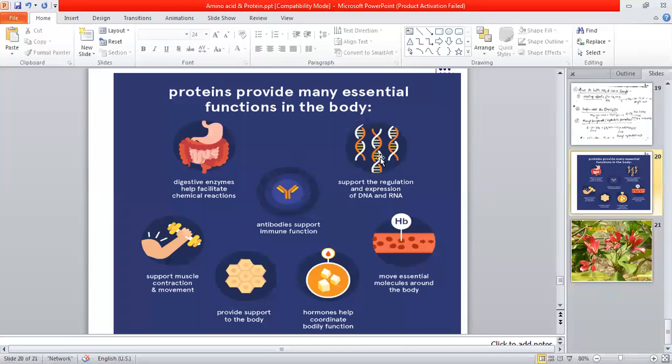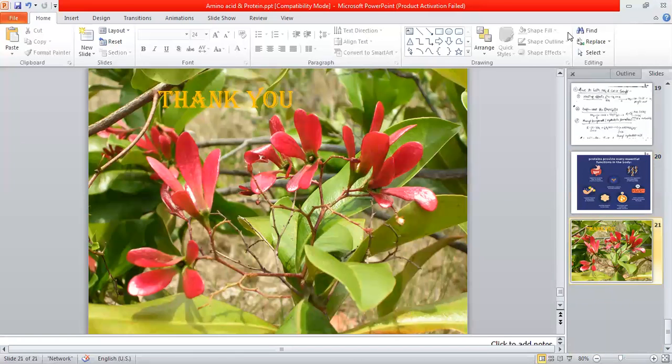This one is the main role of our protein, that is how these proteins are used in our body in the form of DNA, antibodies, hemoglobin, hormones, digestive system. It means in the form of enzymes. So these things. Thank you.